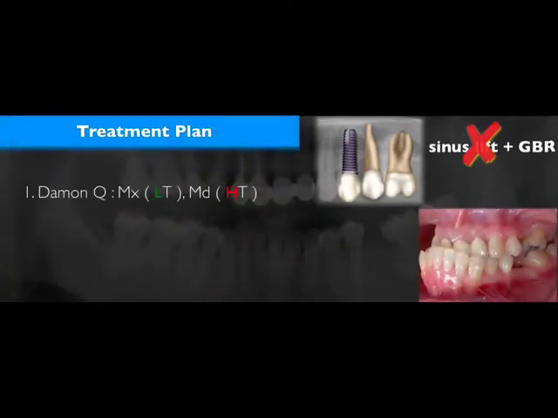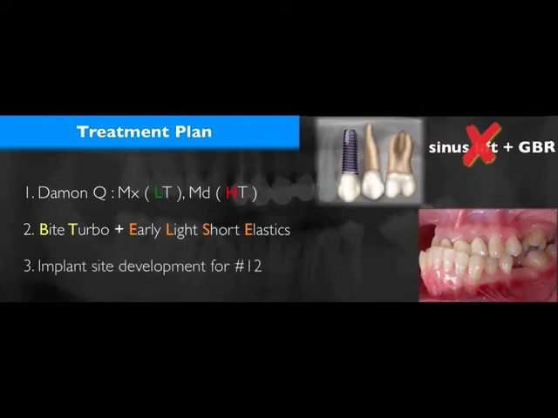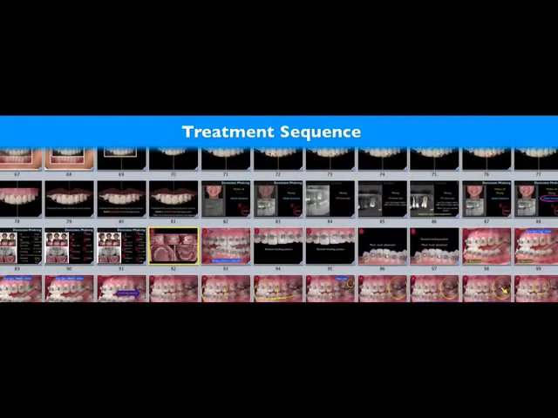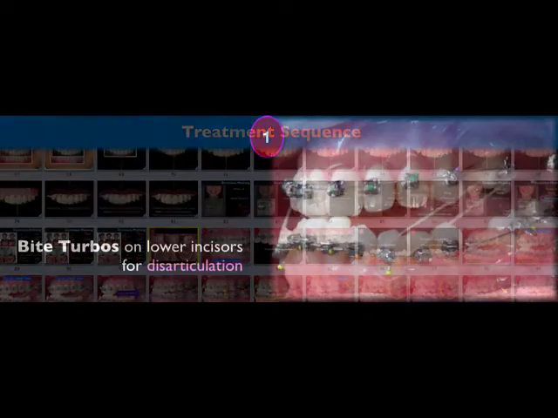Let's walk you through the treatment plan. We decided to use Damon Q brackets, low torque brackets on the upper and high torque brackets on the lower. And the major mechanics will be class 3 elastics. Bone screws will be a backup plan in case the effect of elastics is not as good as expected. In addition, we will perform implant site development for number 12. The total treatment process was documented here.